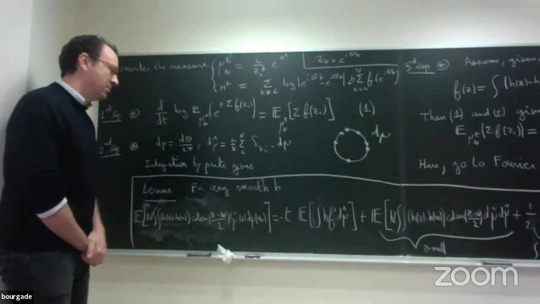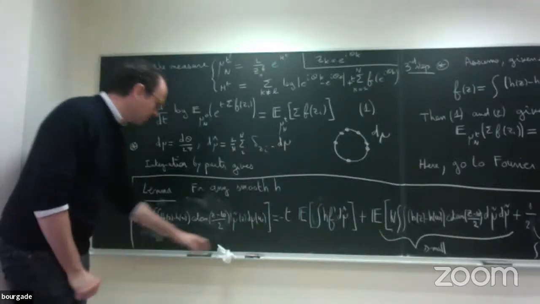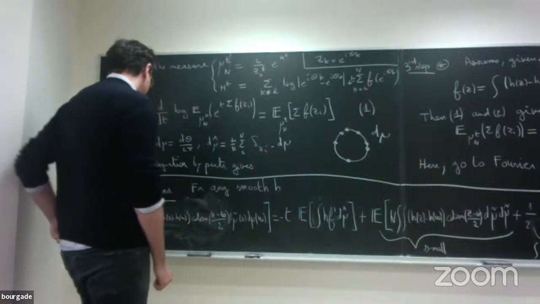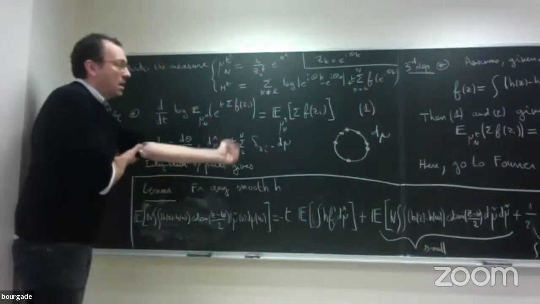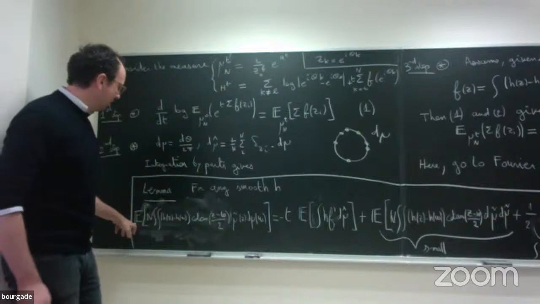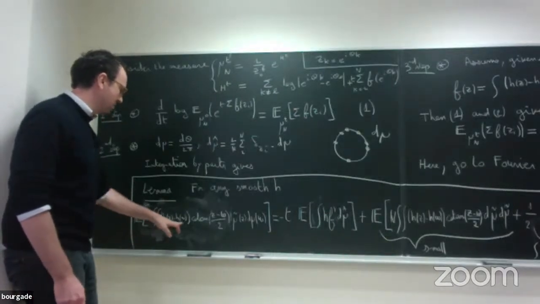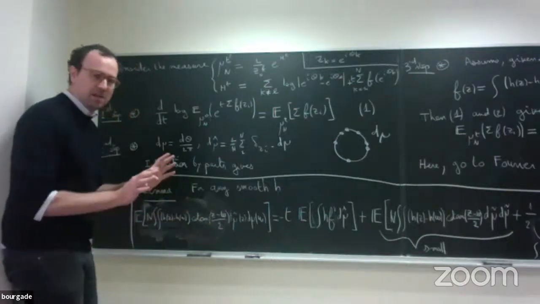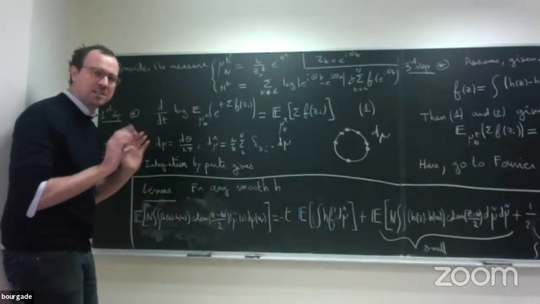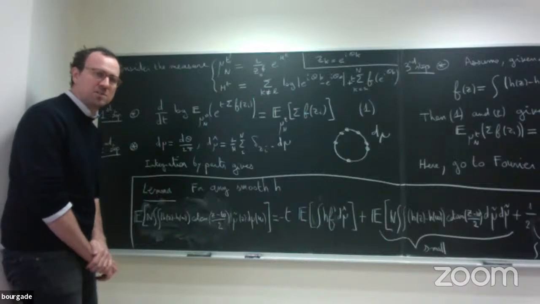Then the claim is that by integration by parts, there is a formula for the following quantity, and we will see that this is a pertinent one. You have a formula for the expectation of n times the following thing. Here, the function h is any nice function on the circle, which does not have to be related to f.